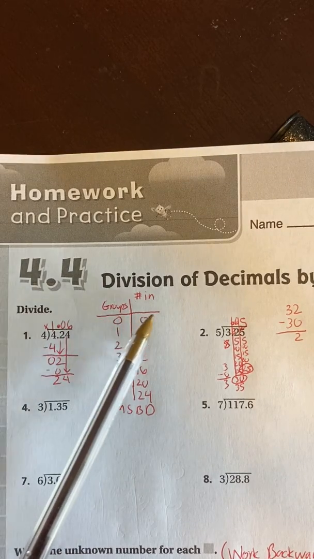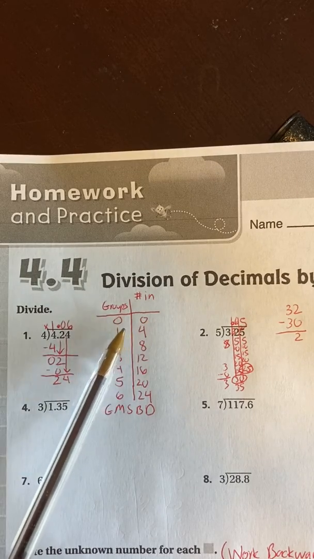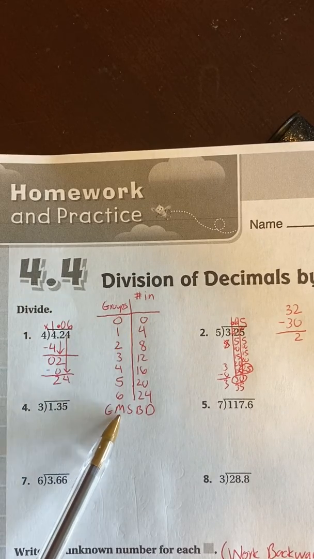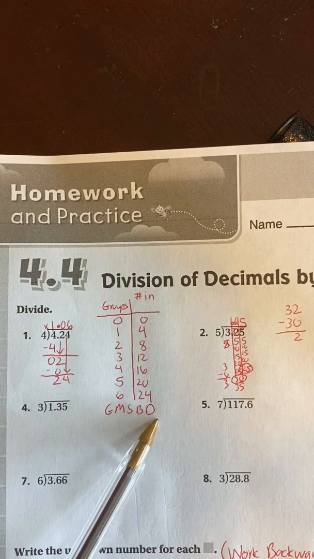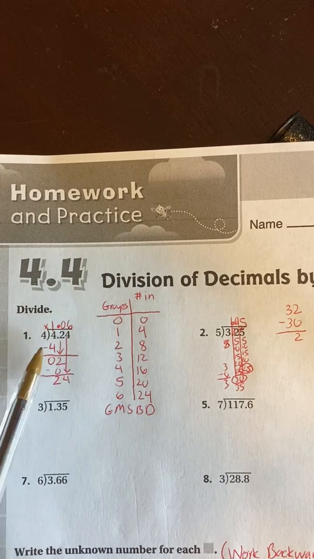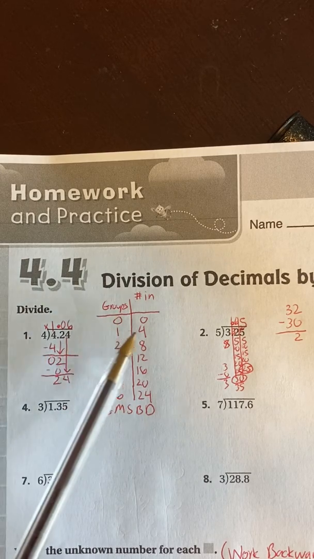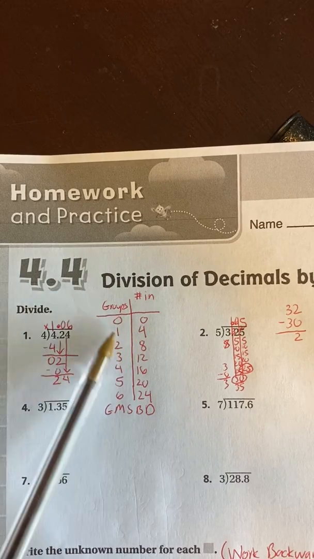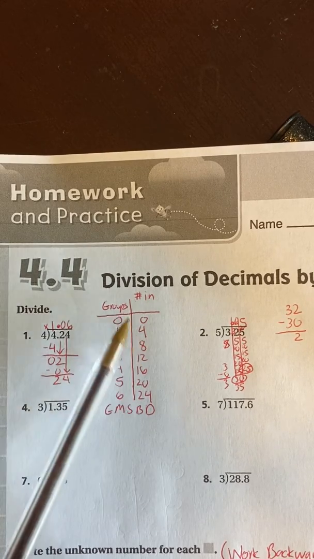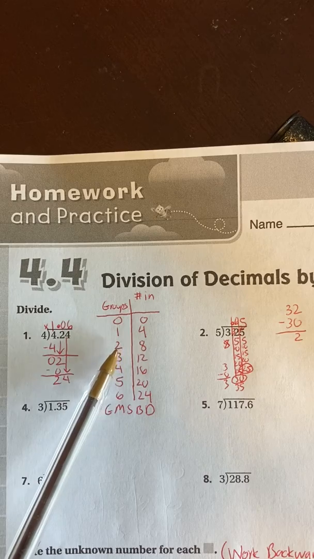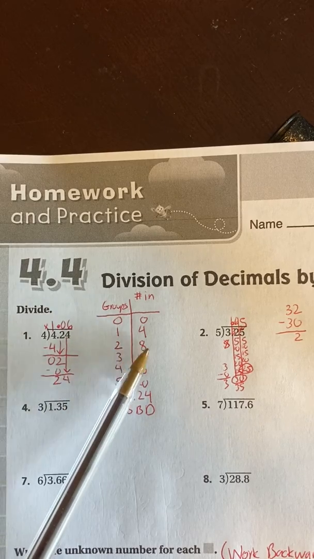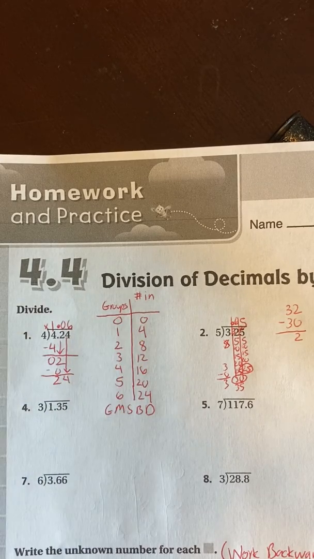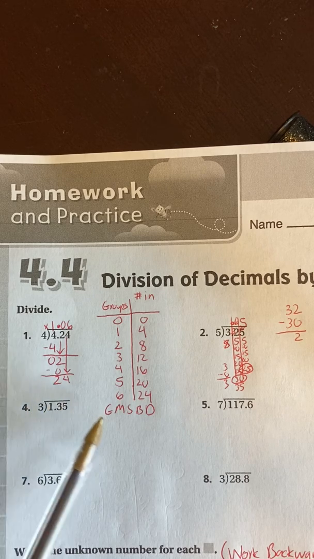So over here, I went ahead and wrote out my groups to help me with my group, multiply, subtract, bring down, okay? So 0 groups of 4 is 0. 1 group of 4 is 4. There's going to be 4 in that group. If I have 2 groups of 4, there will be 8 in that group, so forth and so on. So first we'll do groups.